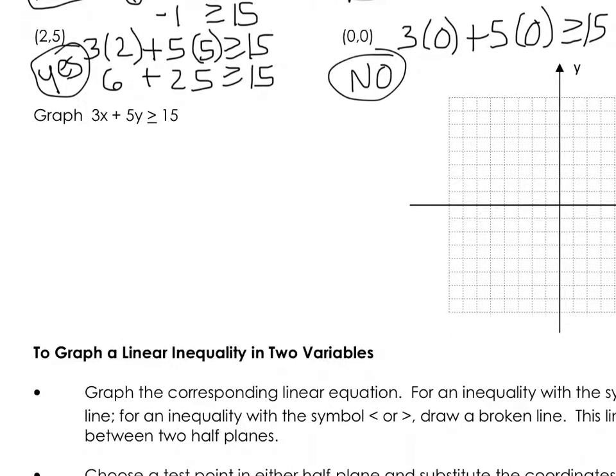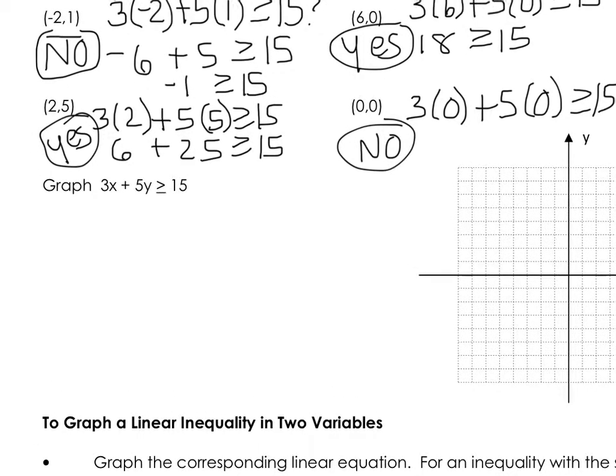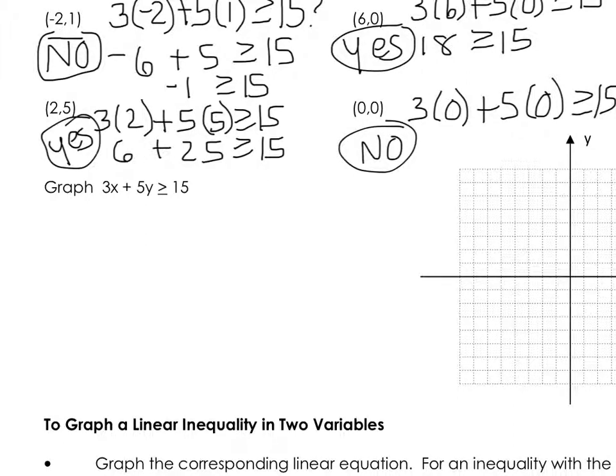Let's graph 3x plus 5y is greater than or equal to 15. The first thing we need to do is figure out where the boundary is. 3x plus 5y is greater than or equal to 15, so where it equals 15 will be the boundary. So where does 3x plus 5y equal 15? We know how to graph a line like this.